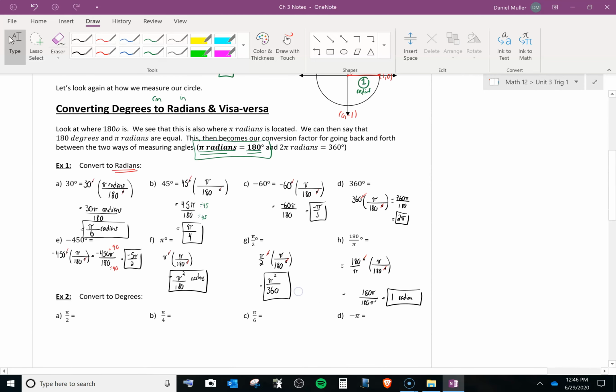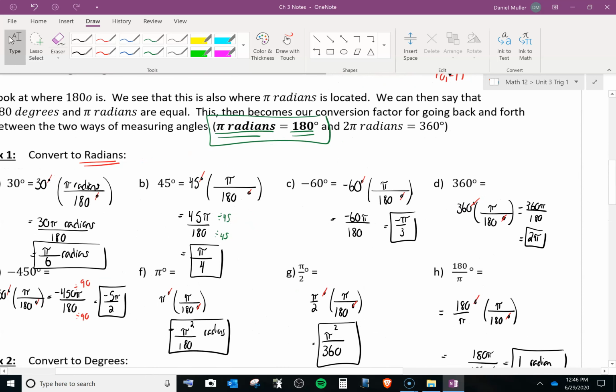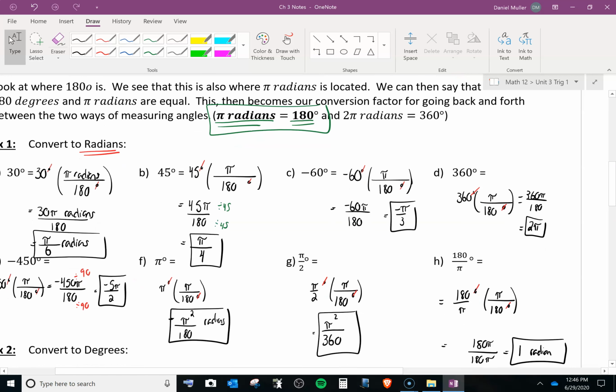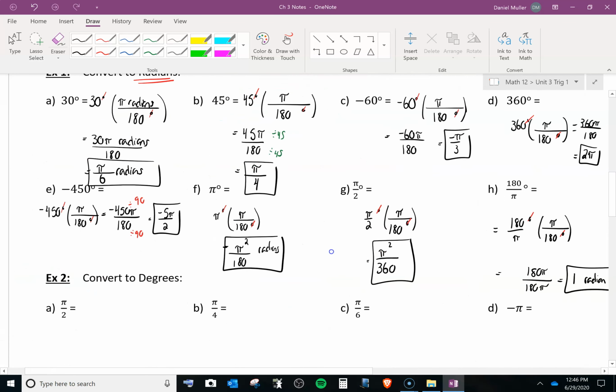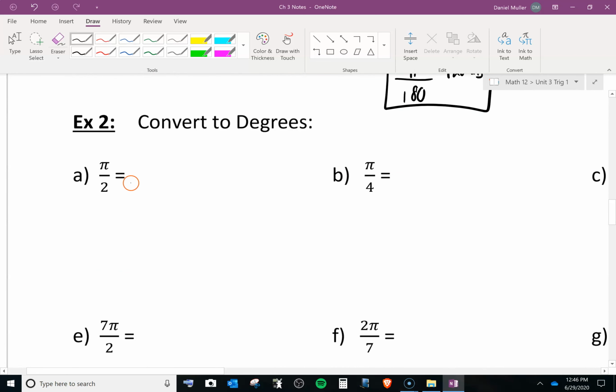So I'm going to zoom out for you to take a look at these 8 actually, even though we only did the 4. And we're going to continue on here. We want to work backwards. So we want to get degrees. So we have pi over 2, and we want to get to degrees. So I want the degrees on top because I want to get them. So that's where the 180 will go, and that's where the pi will go in the denominator.